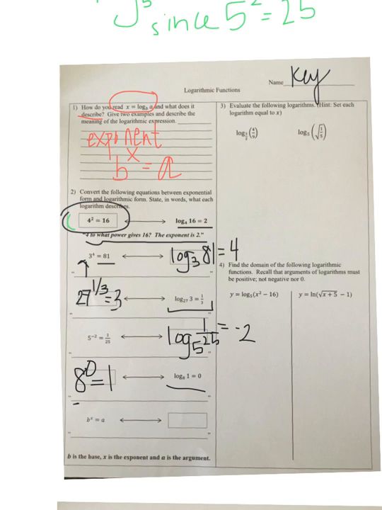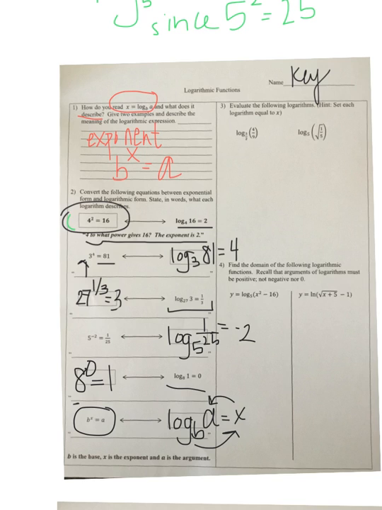So then lastly, in general, if we have an exponential equation, b to the x equals a, we're going to rewrite this as log base b of a equals x. So b to the x power equals a.